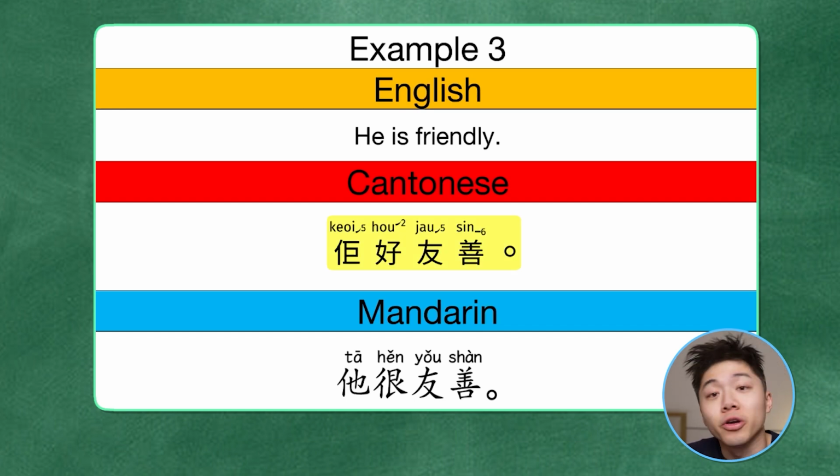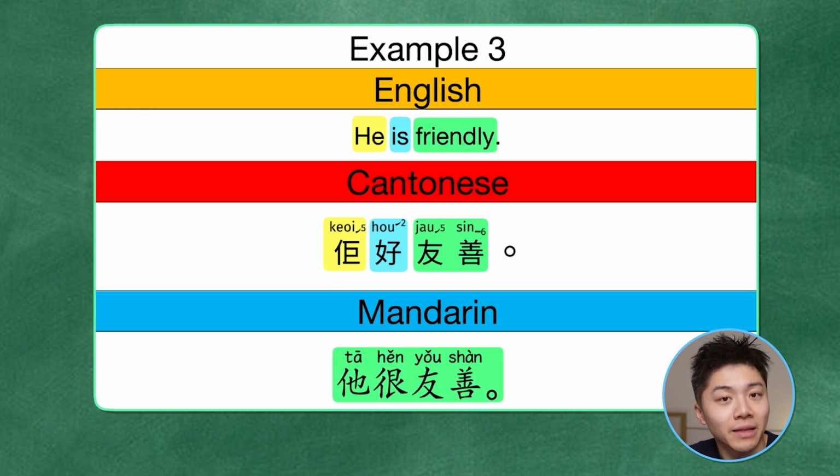In Cantonese, 佢好友善. 友善 means friendly. In Mandarin, 他很友善. 友善 means friendly in Chinese, and 佢 or 他 means he or she. And 好 means very, or 很 in Mandarin. So in Cantonese, 佢好友善. In Mandarin, 他很友善.